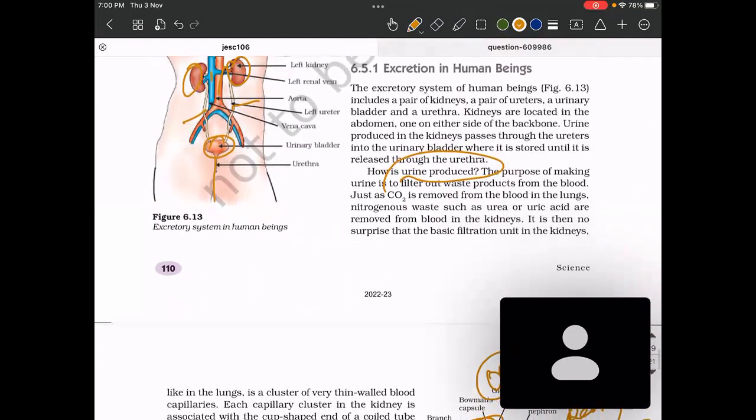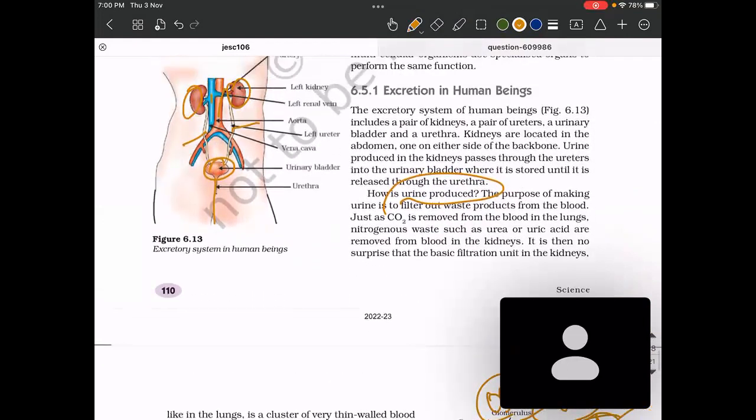Is there any significant difference in the reproductive or excretory system in male and female? I think there is no difference. Hmm? You think there is no difference? See, listen.